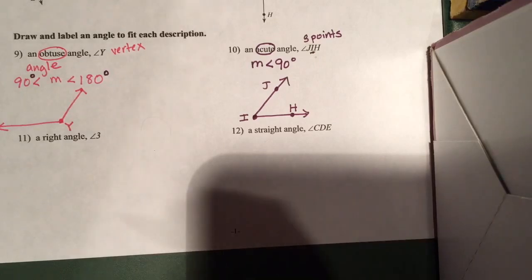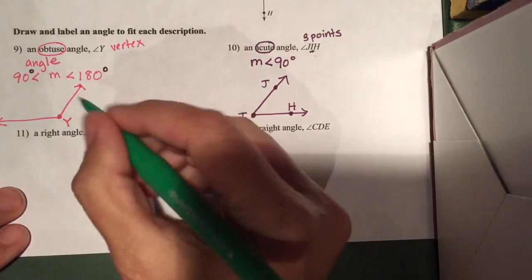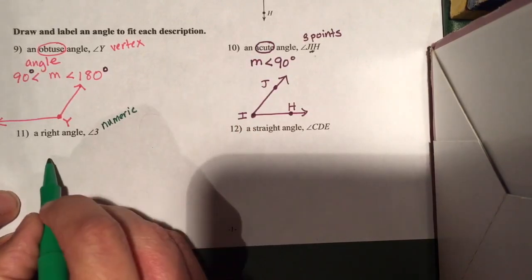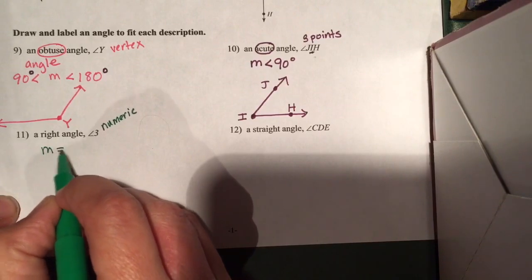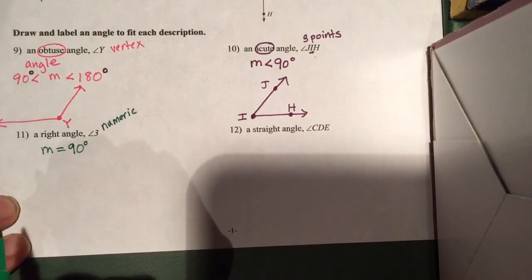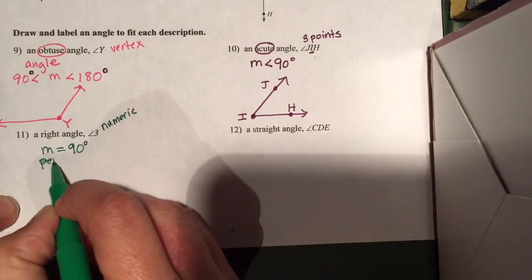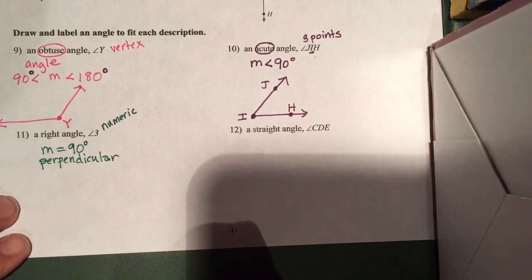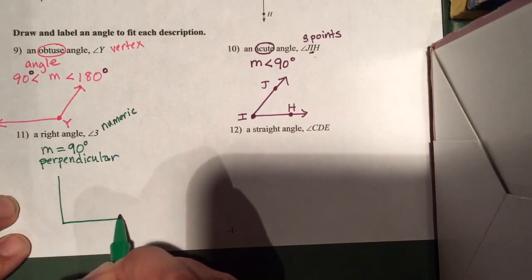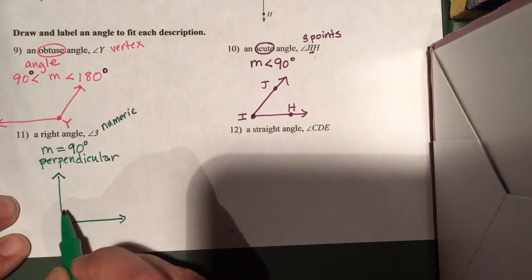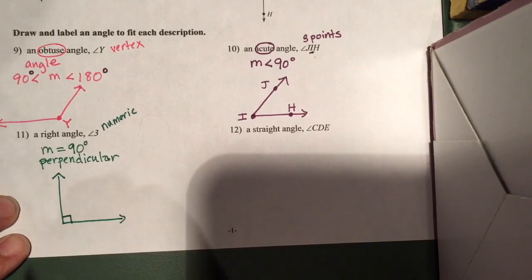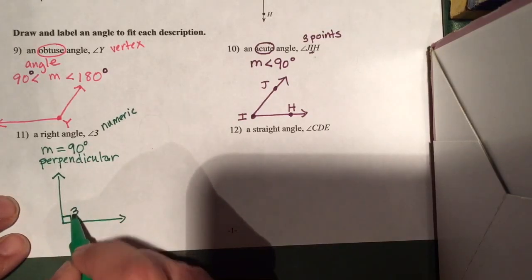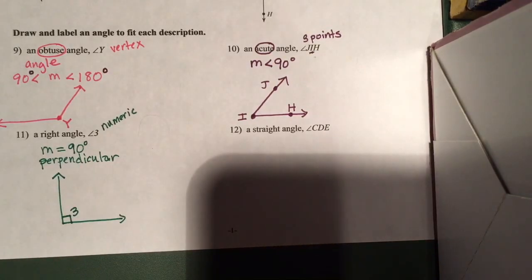All right, let's look at number 11. Right angle, angle 3. This is how we use the numeric name. So you draw a right angle. A right angle is a measure equal to 90 degrees. That's formed when you have perpendicular lines or segments. So 90 degrees is always associated with perpendicular. I'm going to draw my 90-degree angle. How do I indicate it's 90? I put the little box there. That's the indicator that it's 90 degrees. And this is angle 3, so I'm just going to put a 3 right inside. That's how you do it.